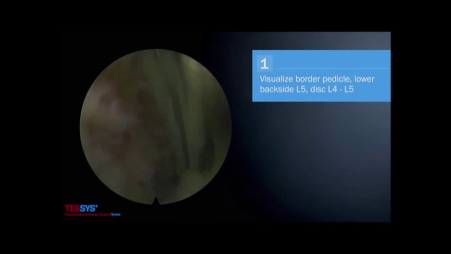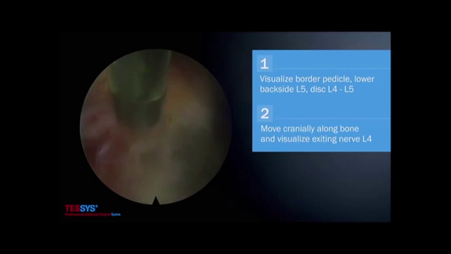Here the pedicle, the exiting nerve root L4 and at 12 o'clock the bone is seen. Rotate the cannula and foraminoscope when moving along the bone cranially to the exiting nerve. In case you lose the position, go back to the disc and find again the pedicle.